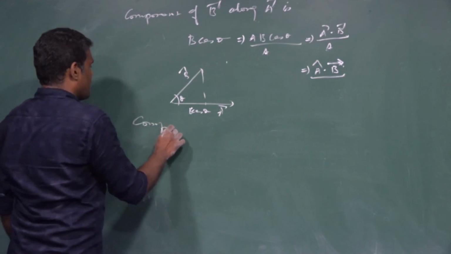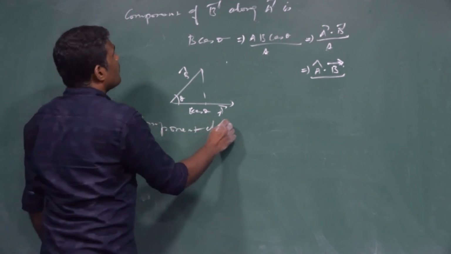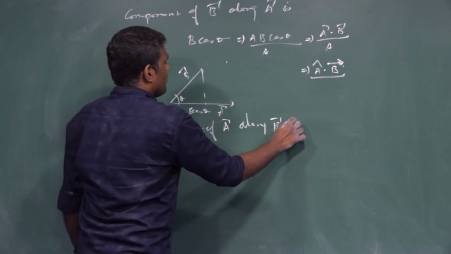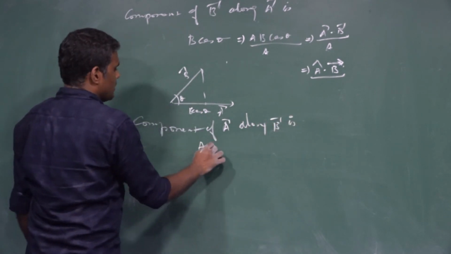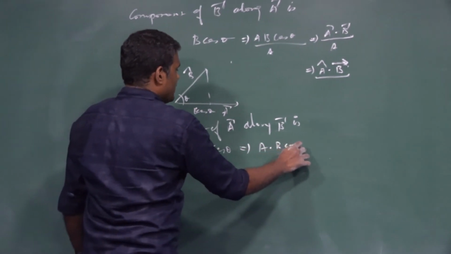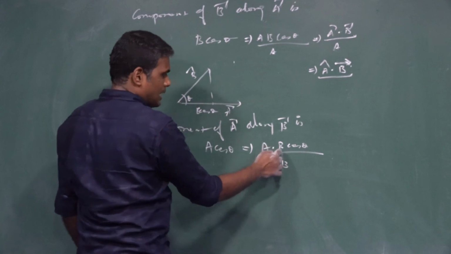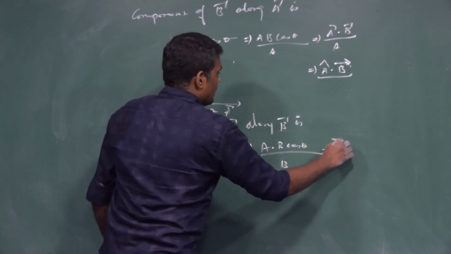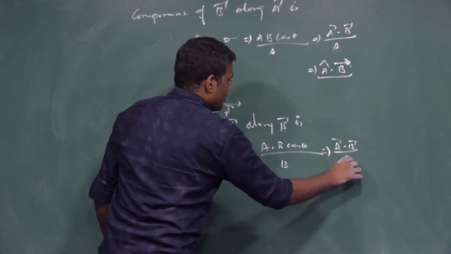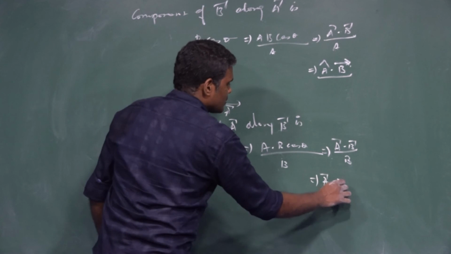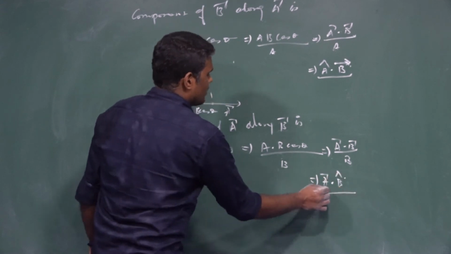Similarly, component of a vector along b vector is a cos theta, which is a into b cos theta divided by b. I am multiplying and dividing by b with this quantity. So I will have a vector dot b vector divided by b. A vector divided by its magnitude is its unit vector. So b cap, a vector dot b cap.